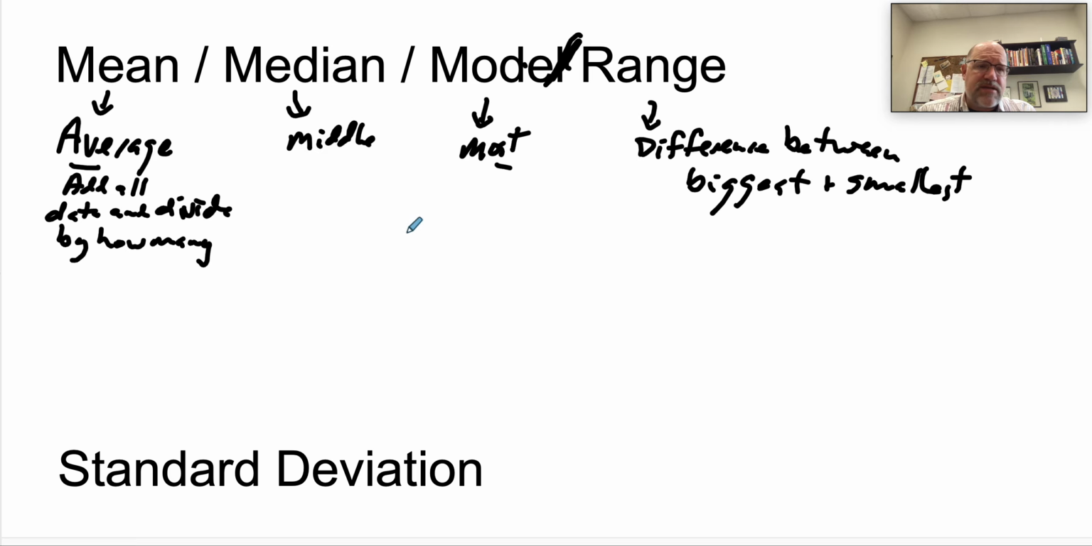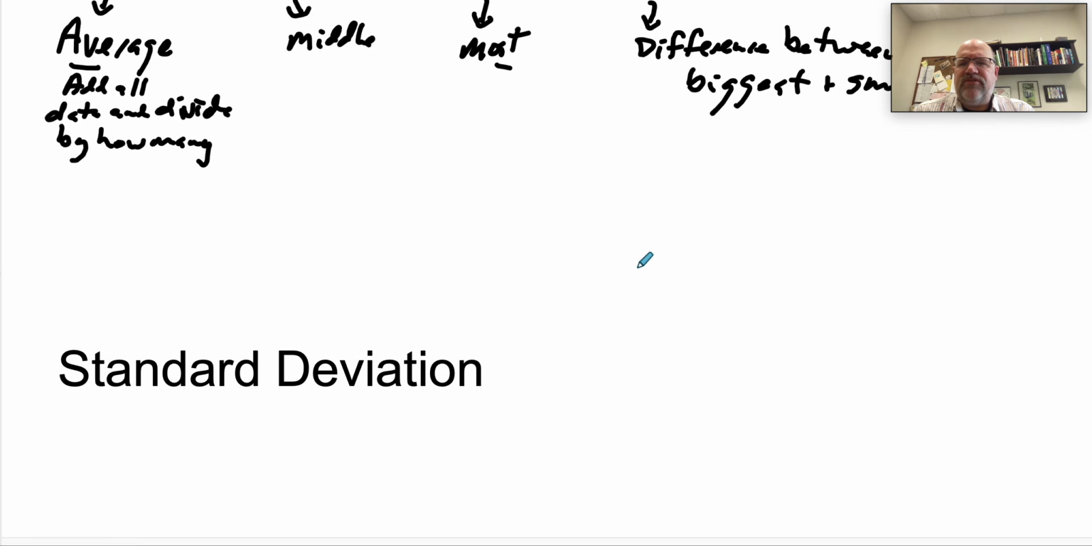Okay, so we'll do some practice on the assignment. When we look at the assignment a little bit later, we'll go practice these things, but we've done these before. You've seen average, median, mode, and range. This brings us to another concept.